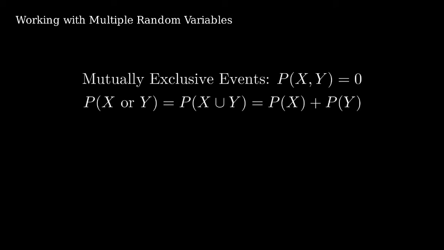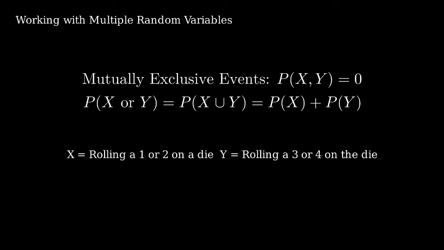Suppose two events cannot happen at once, so their joint probability is 0. In this case, the probability of observing particular outcomes for x or y is the sum of their individual probabilities, and we call the events mutually exclusive. As an example, you cannot roll a 1 or 2 on a die, and in that same cast of the die roll a 3 or a 4.